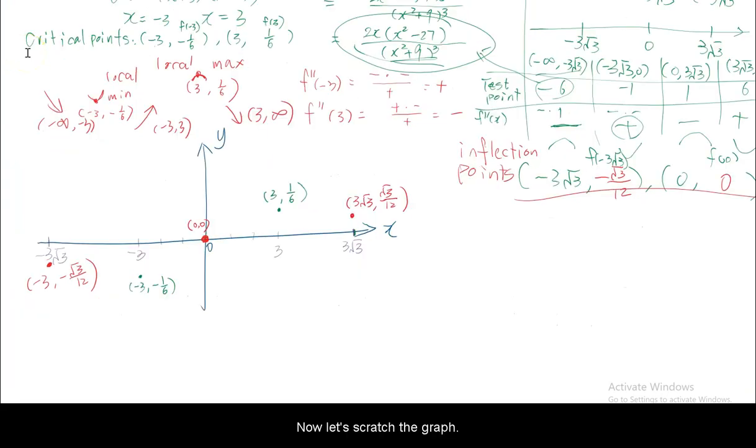Now let's sketch the graph. I marked the 2 critical points here as our green points, and the 3 red dots are our inflection points. Okay, and we know the first green point is the local minimum, and the second is the local maximum, and our graph roughly looks like this.